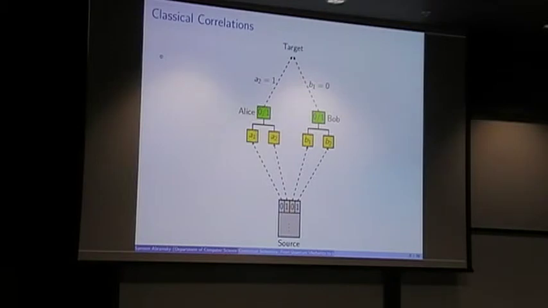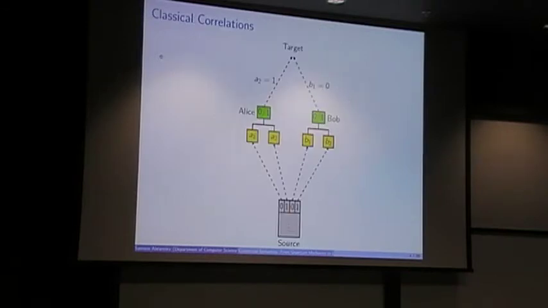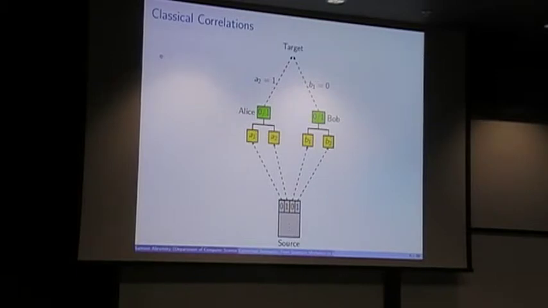And the question is, can this kind of mechanism, allowing for any distribution that we like on the registers, account for this actual observational behavior? So that's a question that makes good sense independently of any physical theory. So let's see how we could reason about that.